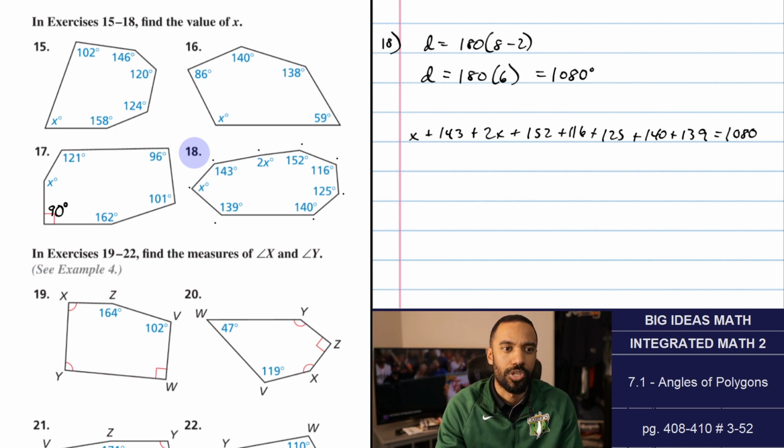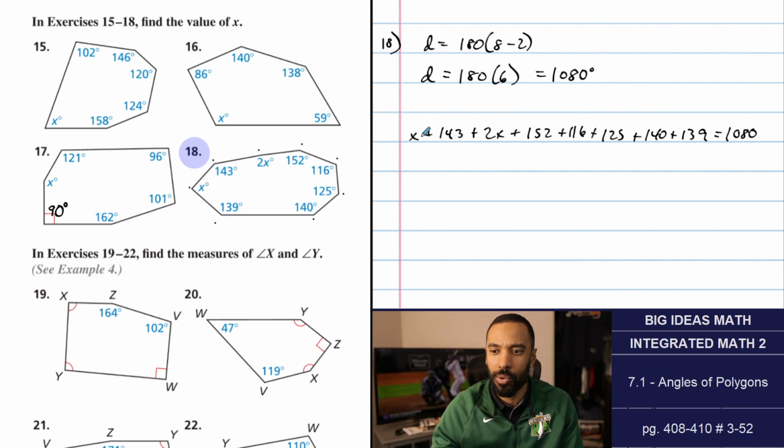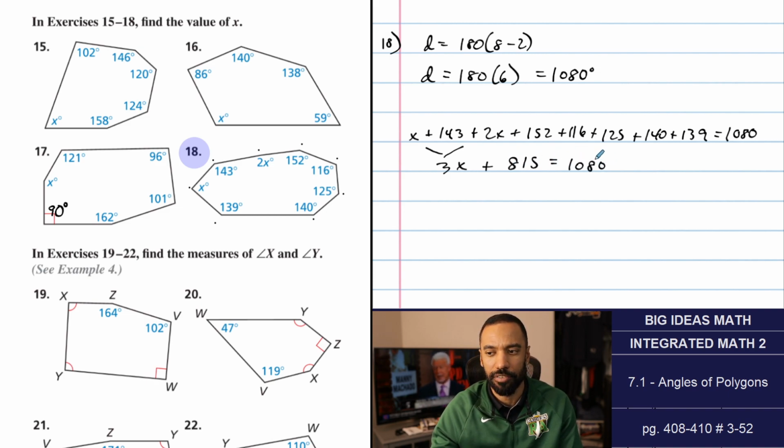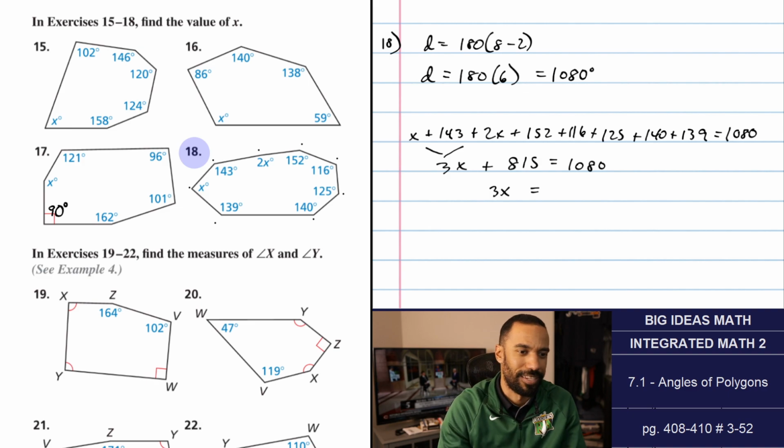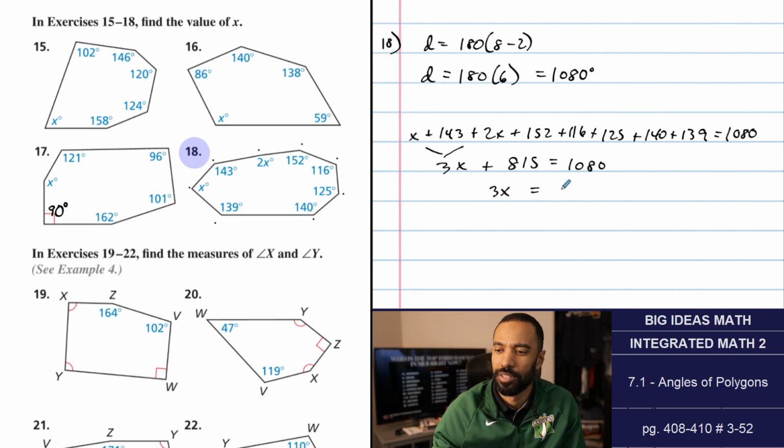Okay. So that's going to be 815, but there's also x plus 2x. So together that is 3x. And then the rest of them is 815. That's 1080. And we're just solving for x. We're not finding the measure of a specific angle. So with this in mind, I think it's 265. 1080 minus 815 is 265. And then divide by 3.